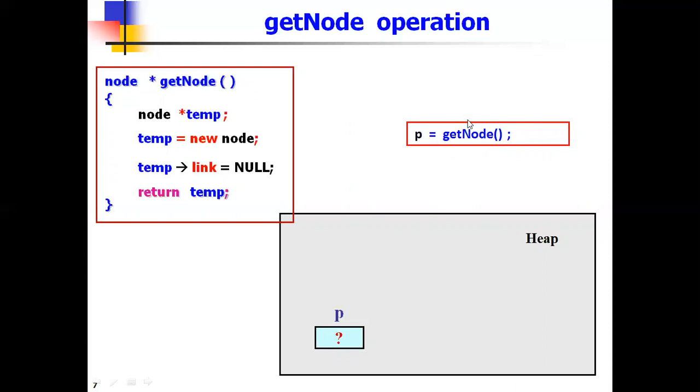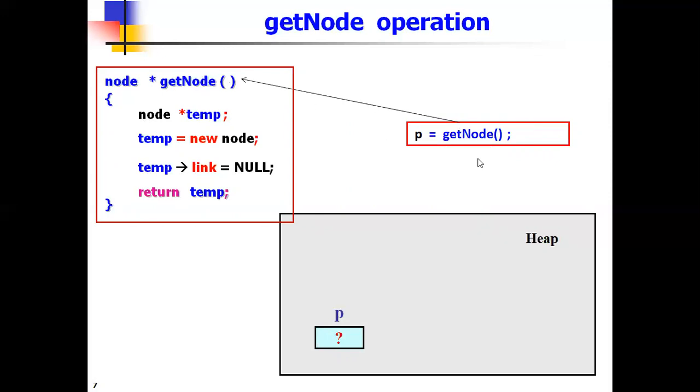Get node is a function which is responsible to create a node in the heap. So I have shown the function here. So this is how the function will look like. Get node is a function and its return type is node star. That means you're returning the pointer to the newly constructed node. Then the first line in this, okay, so this function call get node is calling this function.